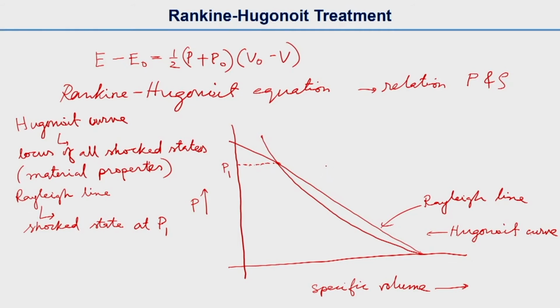so that we can determine the other shock wave parameters. What we need to know from here is the slope of the Rayleigh line. This is the pressure P1, and pressure P naught is the reference line, and then we have the specific volume V1 here, and then V naught. So the slope of this line will be P1 minus P naught divided by V1 minus V naught. So we will try to find this slope so that we can determine the shocked state at other points. So how to do that?